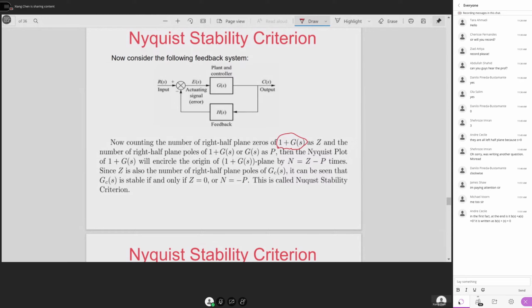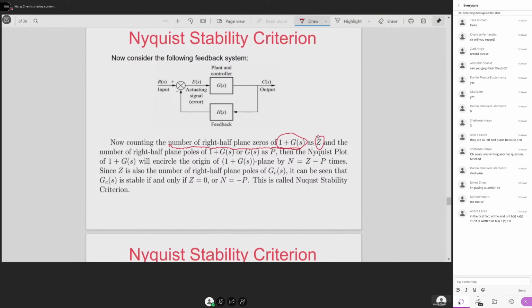But this is okay. This is just another transfer function. If you know how to evaluate the Nyquist plot of transfer functions, then it doesn't matter which transfer function from this feedback control system you evaluate. To evaluate 1 plus G of S, it's just like a normal transfer function. But now I want to count the right half plane zeros of 1 plus G of S.